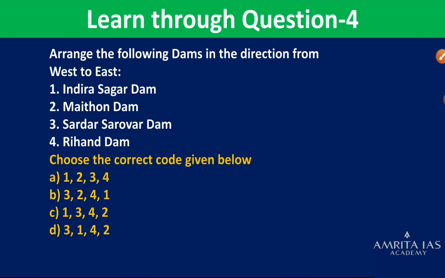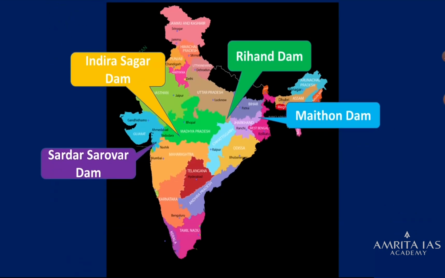So you have to arrange it from west to east. Pause the video, draw the map, try to find out the correct combination and see whether your answer is right or wrong. Okay, so let us see the map actually.